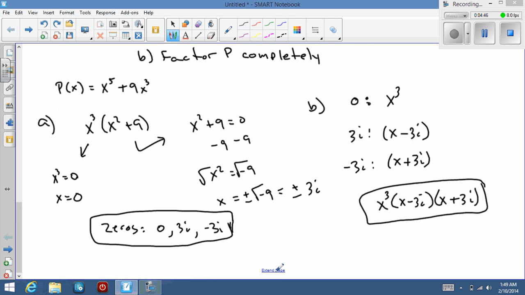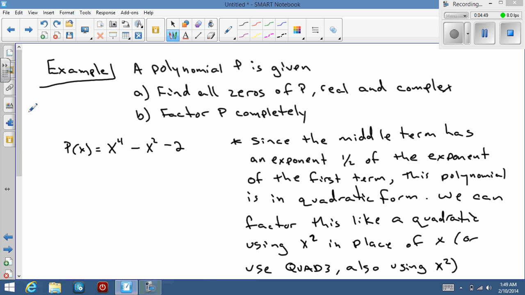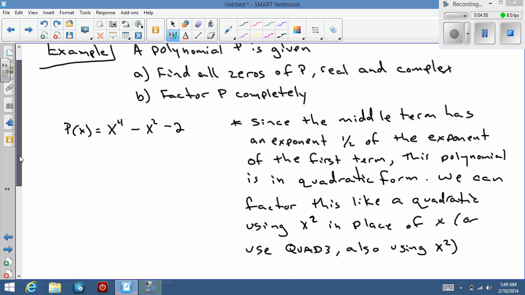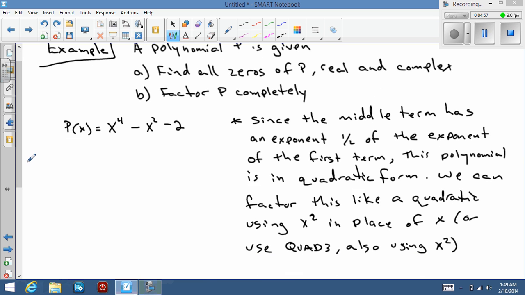Well, let's look at another example doing the same thing. Again, we're going to have a polynomial given to us. We're going to find all zeros, real and complex, and we are going to factor p completely. When we look at this polynomial, we see that it is in quadratic form. We know that because the middle term has an exponent that is half of the exponent from the first term. So because it's in quadratic form, we can factor this just like a quadratic. But instead of using x, we are going to use x squared.